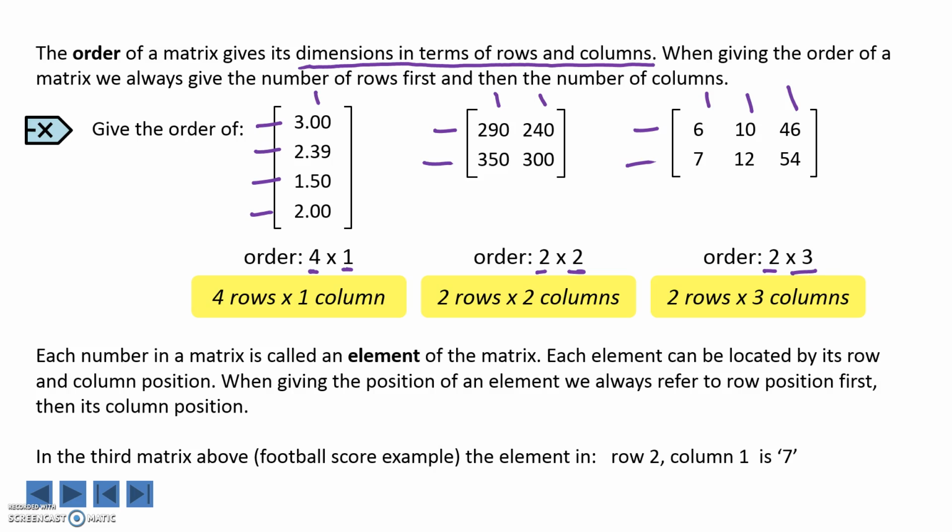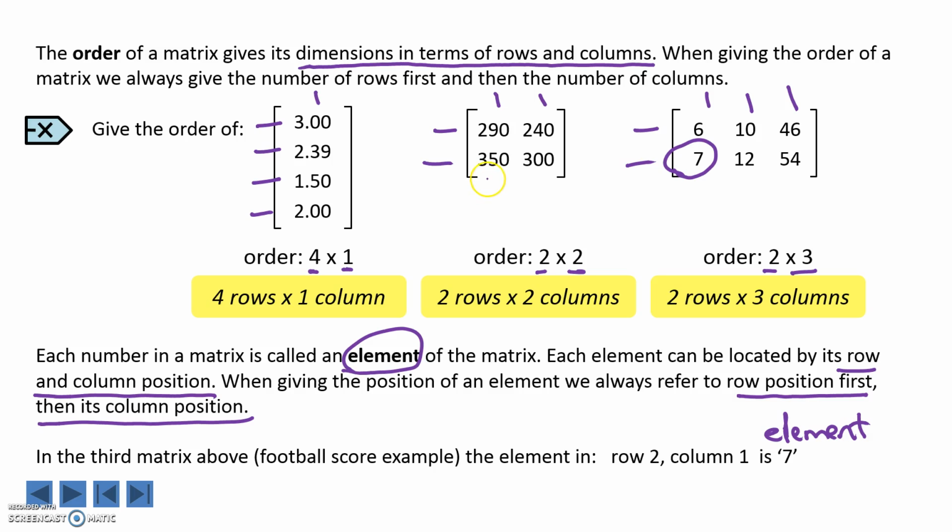Each number in a matrix is called an element of the matrix, and so we can find our element by its row and column position. So we always do our row position first, second our column position. So if we look back here at our football information, row 2, column 1 refers to the element number 7.